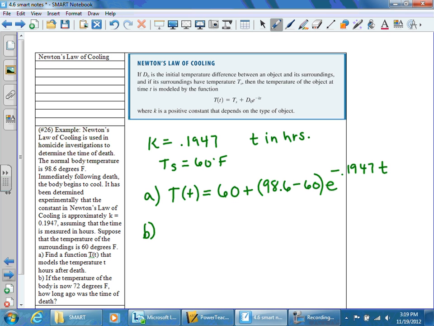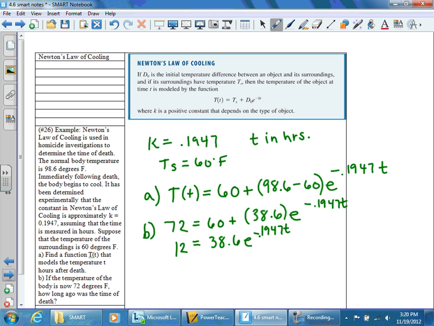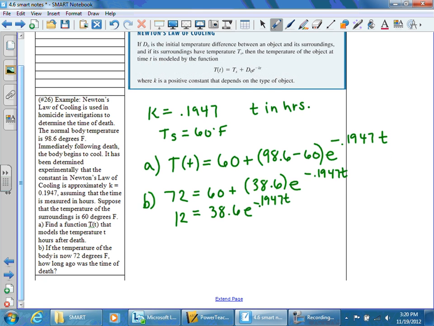Okay, so you ready for the cool part? If the temperature of the body is now 72 degrees, how long ago was the time of death? So I can set 72 equal to this formula. Go ahead and simplify those parentheses. So I'm going to subtract the 60 first. Divide by 38.6, and I went ahead and math fracked it after I did that division.